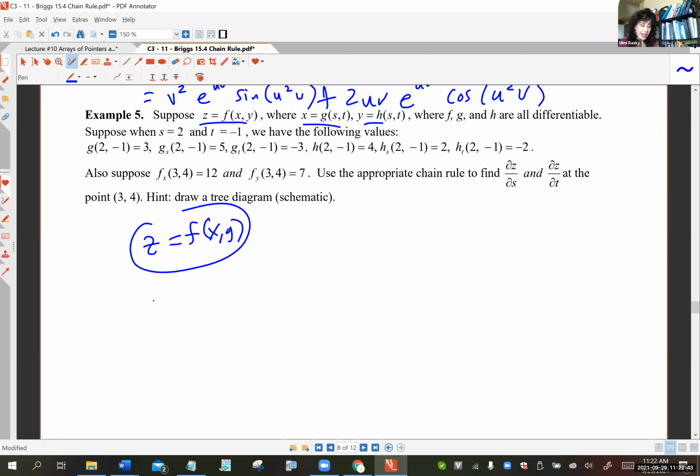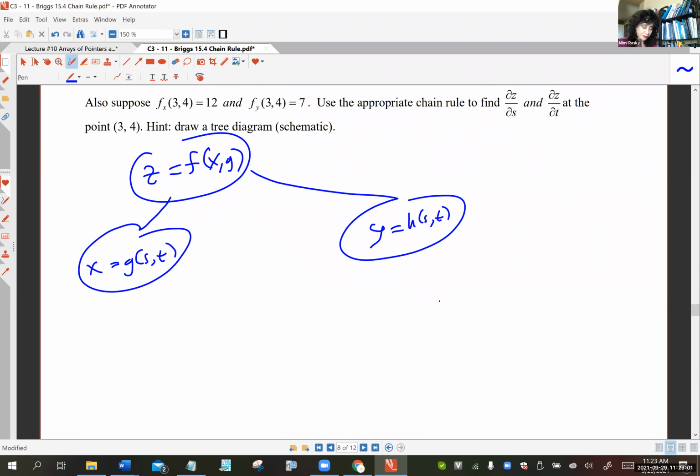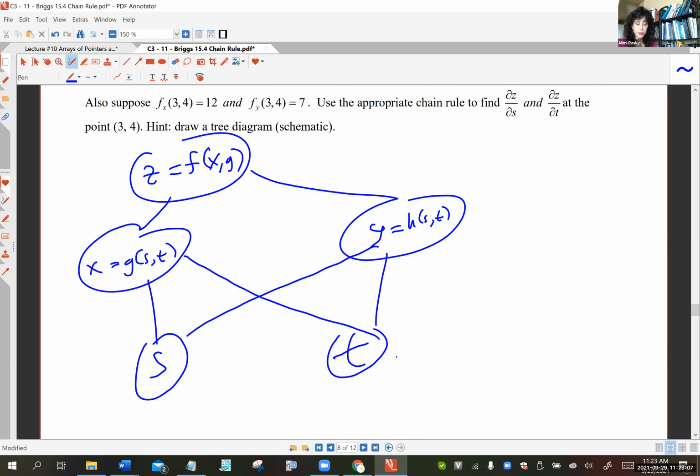He got a nickname, and he's a function of x and y. But x and y have nicknames. What do you mean? x can also be referred to as g, and g is a function of s and t. And y has a nickname. He could be referred to as h. He's a function of s and t. Now, s and t are the drivers of the bus. So there's a picture. That's a tree diagram.